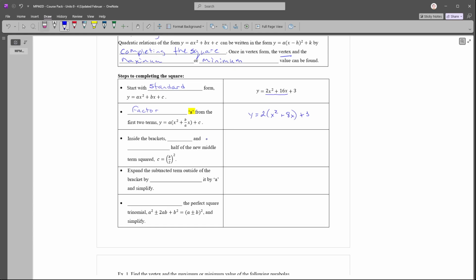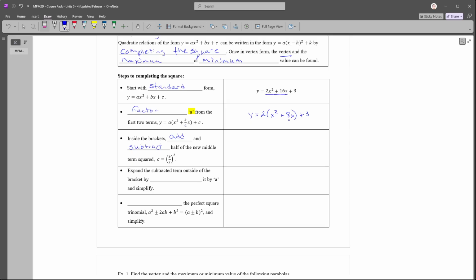Okay, so now the next step. This is the kicker to the whole thing. This looks more complicated than it actually is. What we're going to do is, inside the brackets are there for a reason. So inside the brackets, we're going to both add and subtract a very special value. That value is going to be half of our b term squared.